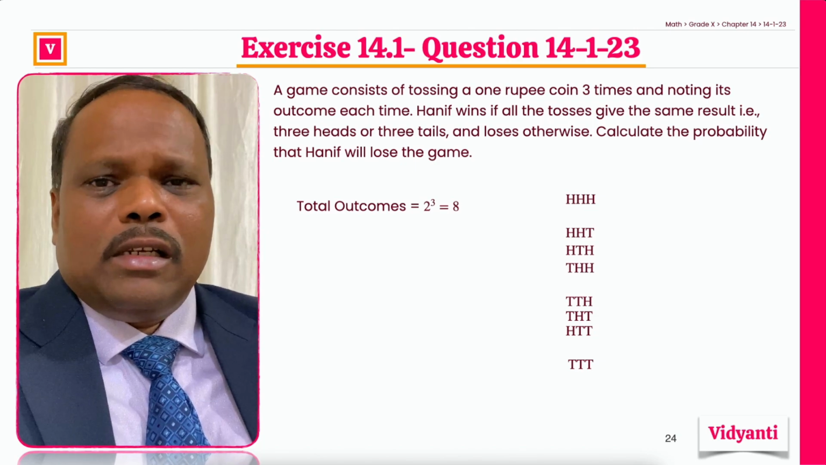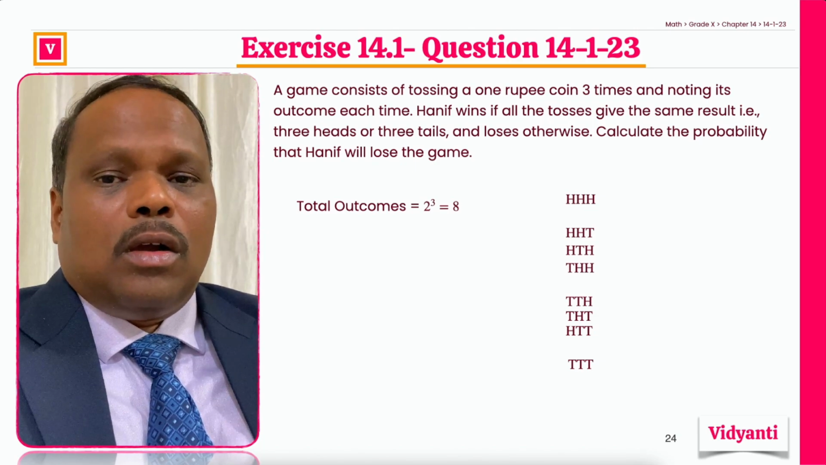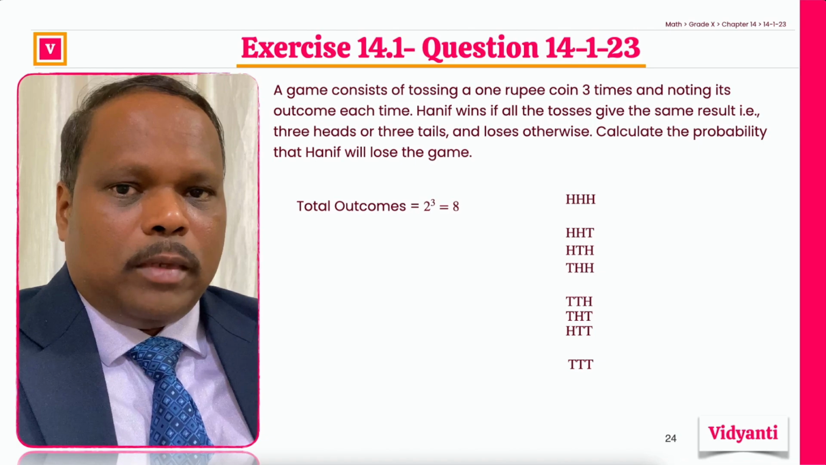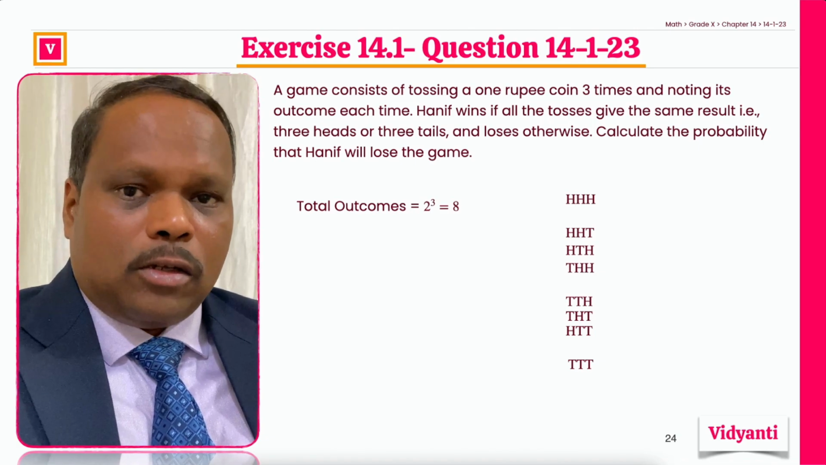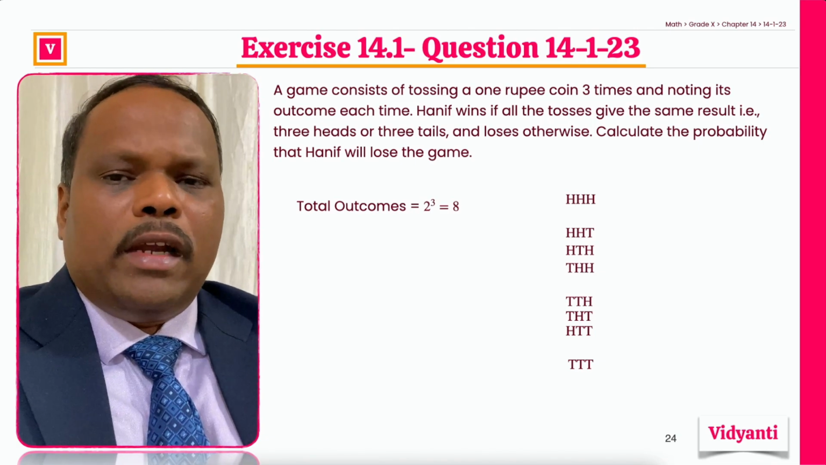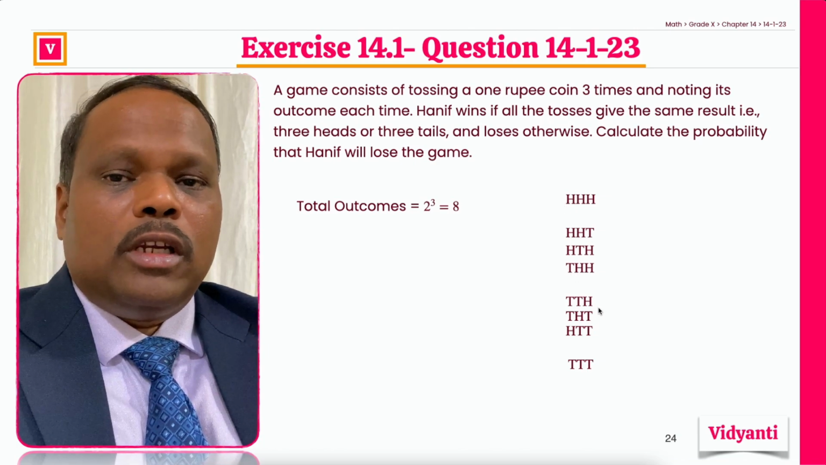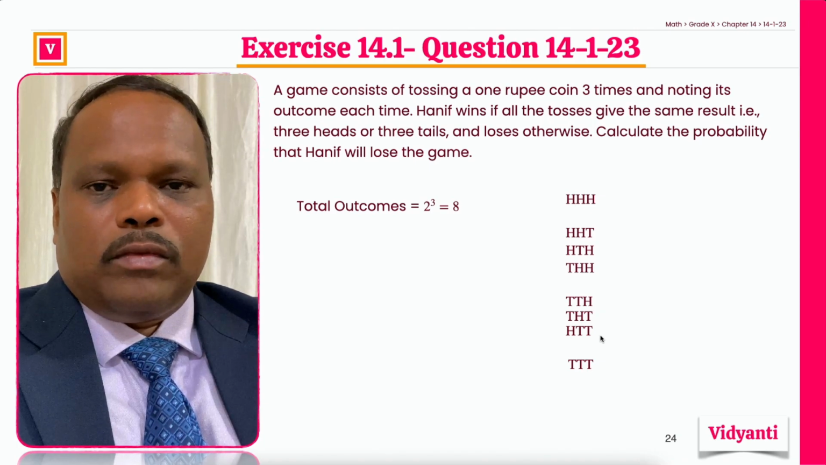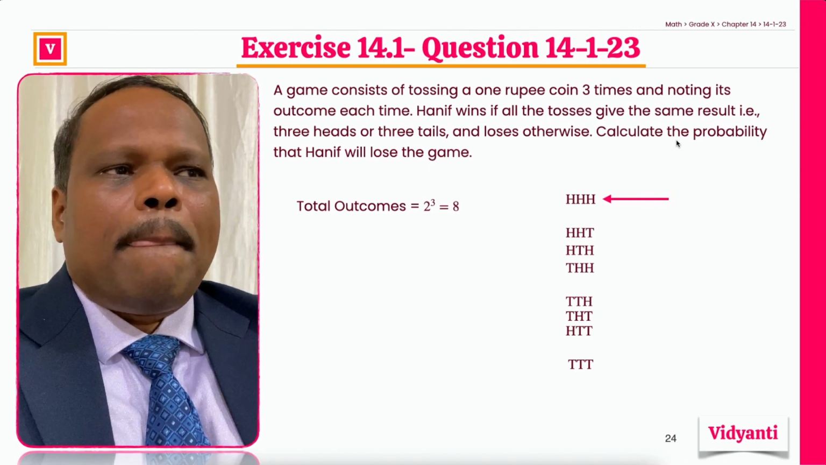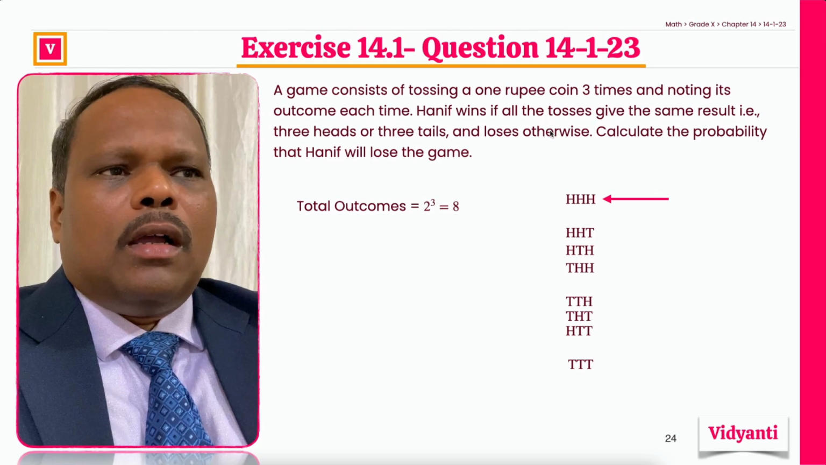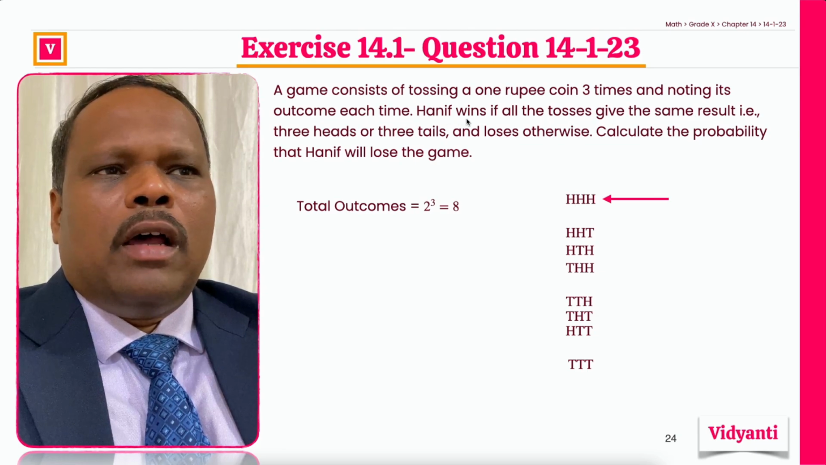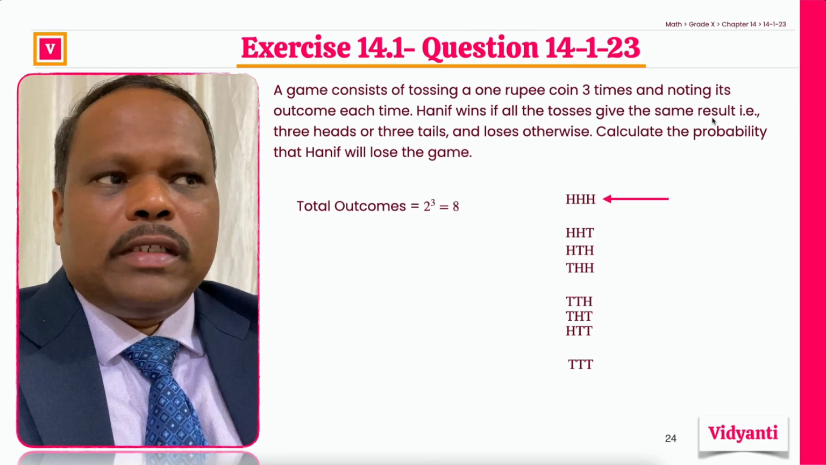So logically, let's make a list. All 3 heads, one possibility. All 3 tails, that's also one possibility. And then one head, there are 3 possibilities: last, middle, first. And one tail, that is also 3 possibilities: last, middle, first. So out of this, Hanif wins if all tosses give the same result.